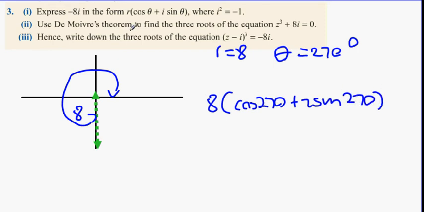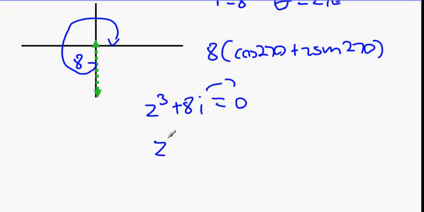Now, use De Moivre's theorem to find the 3 roots. So 3 answers, because it's z cubed plus 8i equals 0. So move the 8i over to the other side, and what we're going to get is z cubed equals minus 8i. We're going to replace 8i with this number here. Now remember, we've got to add in our 360n to include all the rotations.